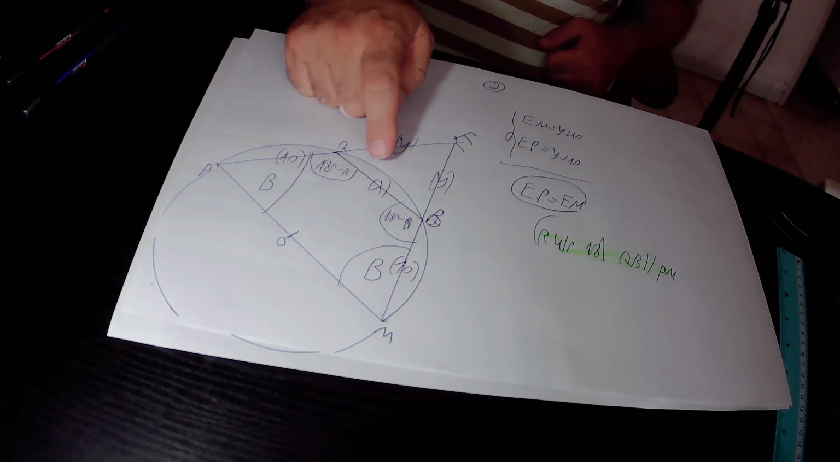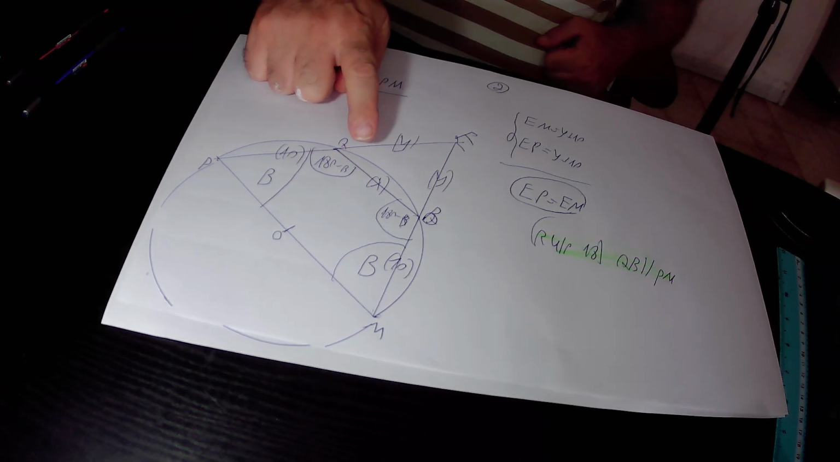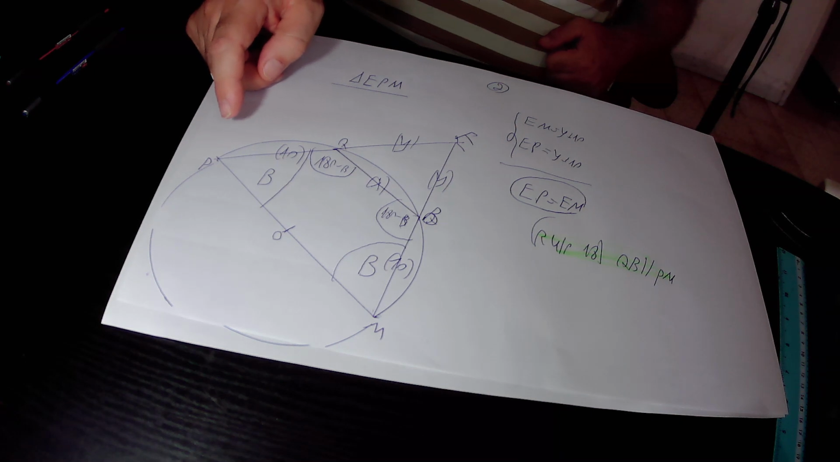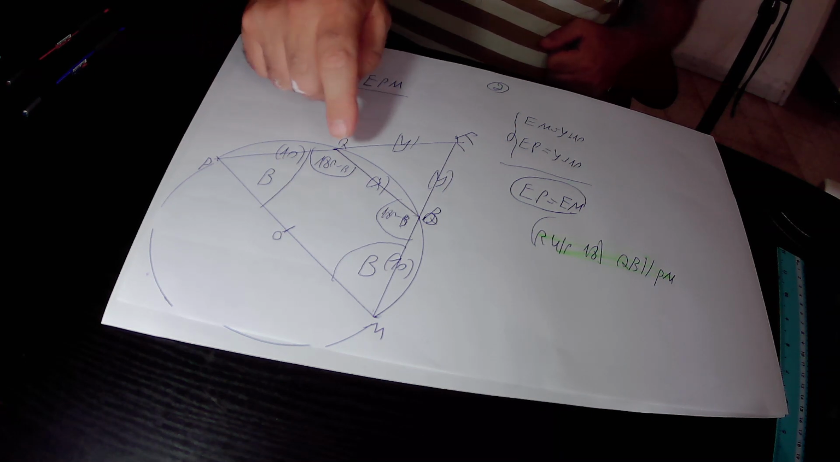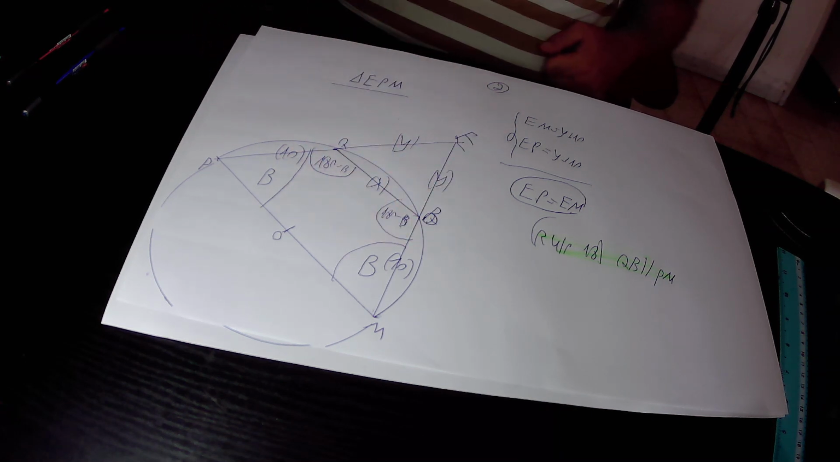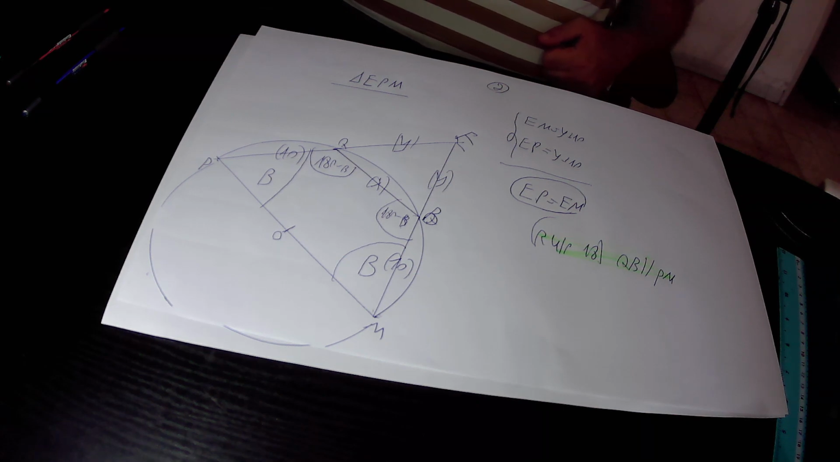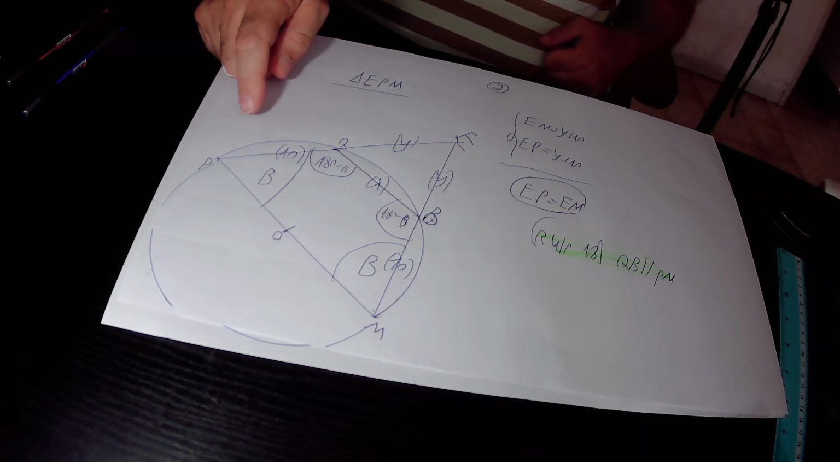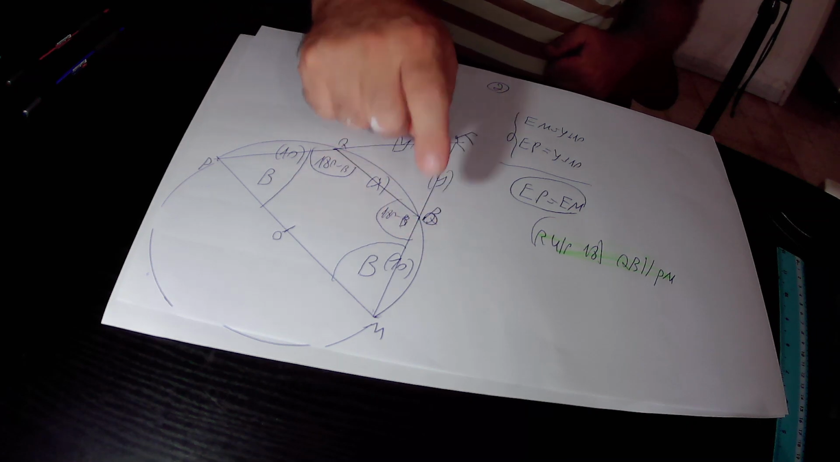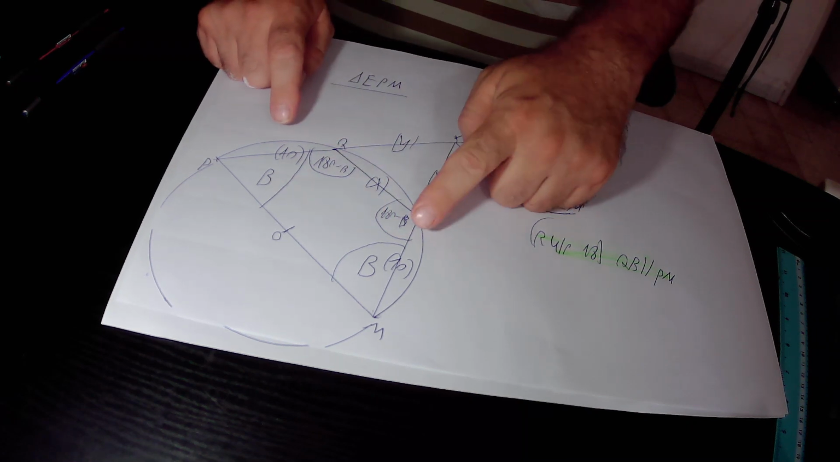QB equals X units in length. This is the line segment that we are looking for in this question. PQ equals 10 and BM also equals 10. In the next step, we know that PQ equals BM, so those two line segments are equal to each other.